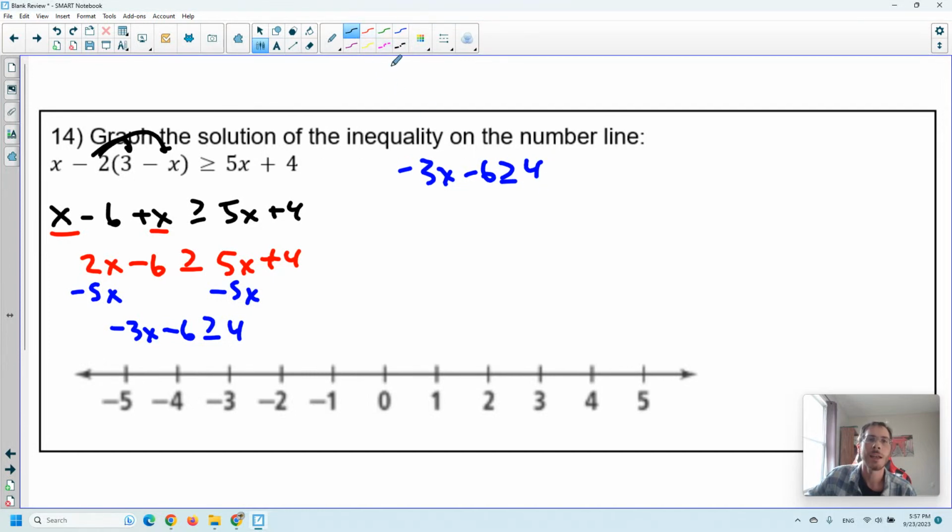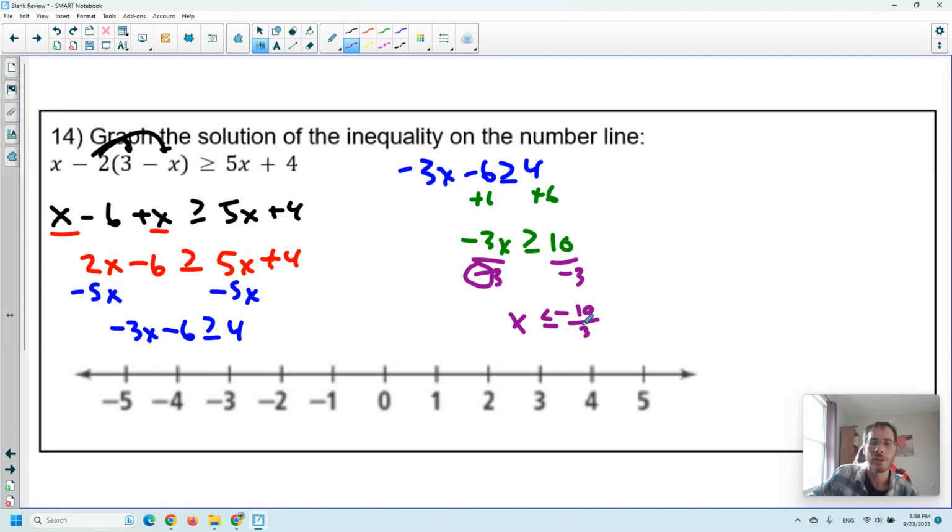I can then add my 6 to both sides. It's pretty good. So -3x is greater than or equal to 10. And then I can divide both sides by -3. I get x, and then I got to watch out because this was negative. Remember, this sign is going to flip. So 10 thirds negative. All right, so I got my inequality. X is less than or equal to -10 thirds.